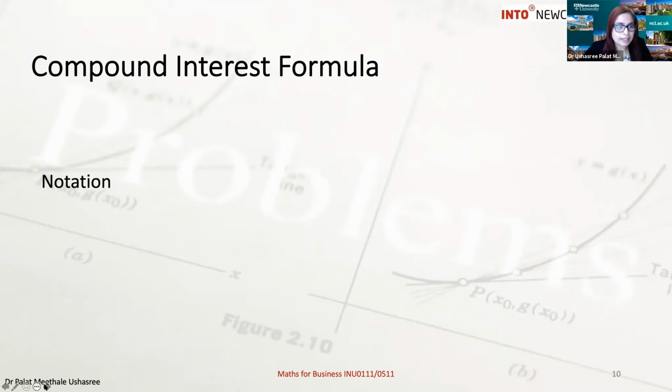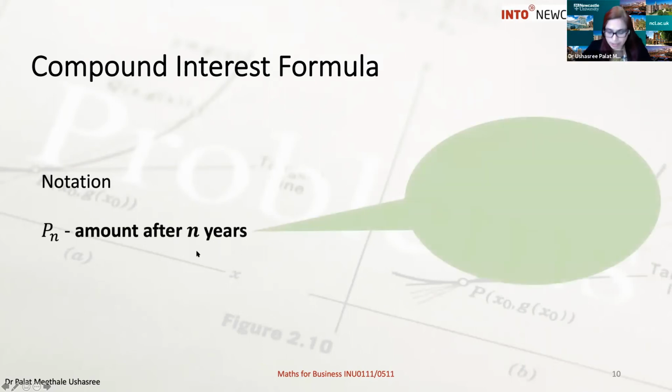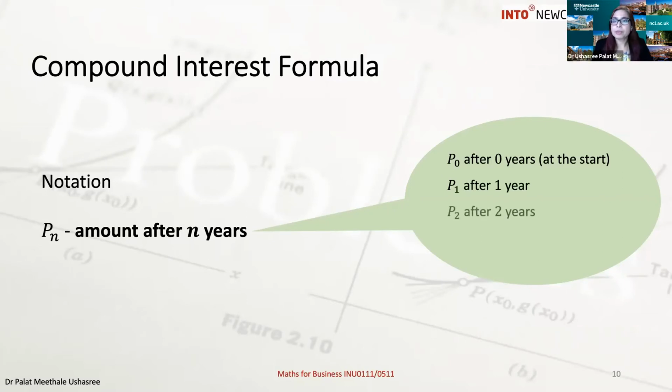Let's say that Pn is the amount after n years. What does that mean? If I put n equal to 0, P0 is the principal amount after 0 years, which is nothing but the current, today's price, at the start. P1 is after 1 year, that is after 12 months. P2 is after 2 years, and so on. Pn is after n years.